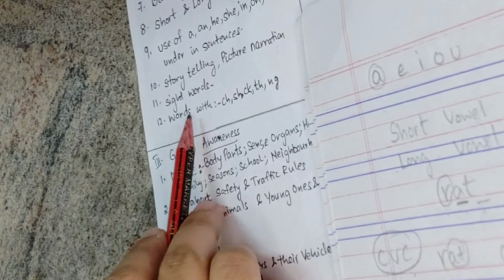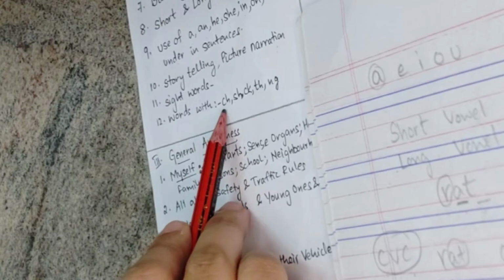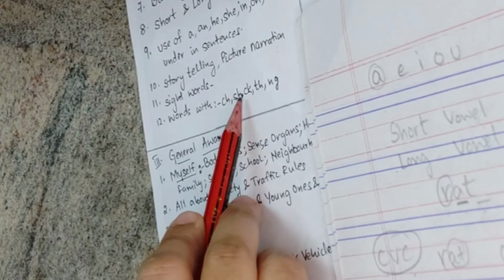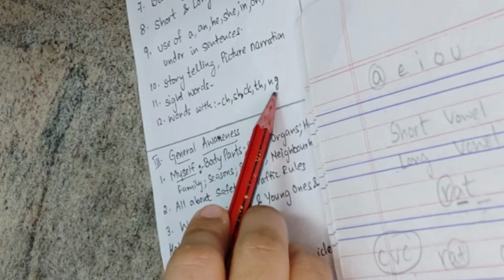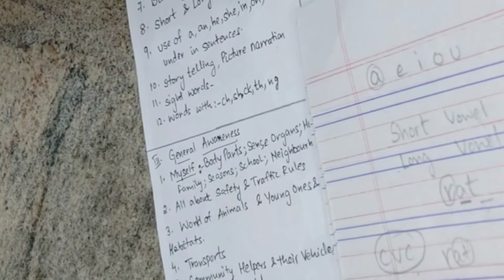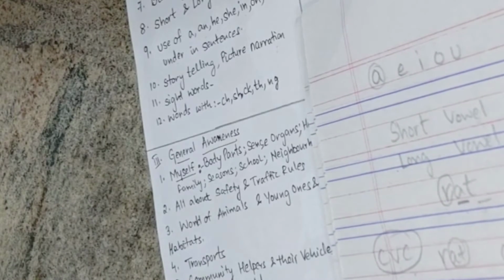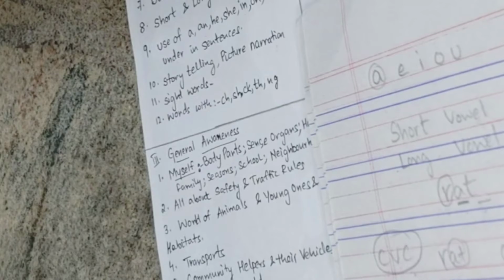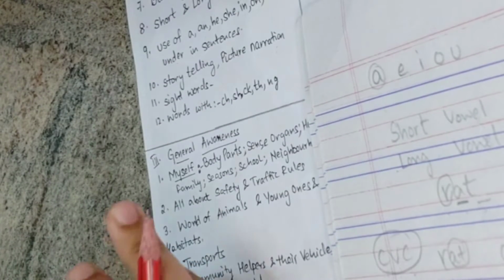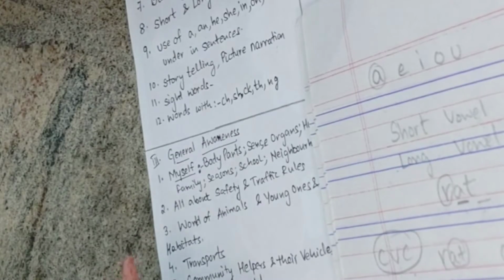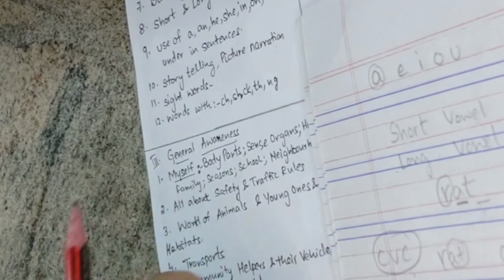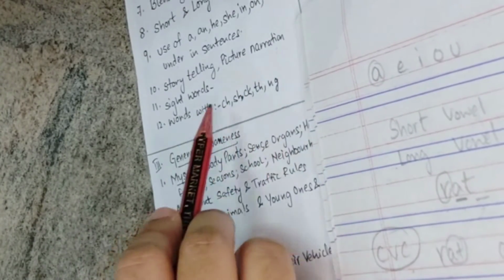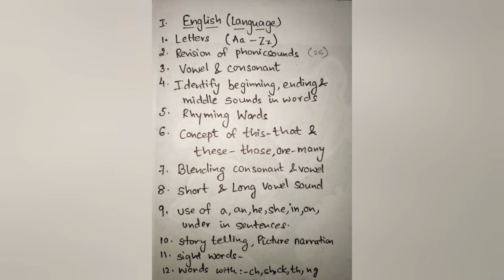Next are the words which start with or end with ch, sh, ck, th, ng, like thing. So ng, what is the sound? Like chick, ch, chick. Ck ends with k and it starts with ch. So what is the sound of that? Then fish. So what is the sound of sh? After the phonic sounds, you also start with this. So this was all about the English language.